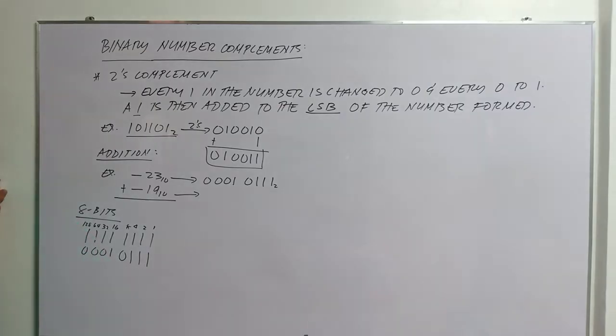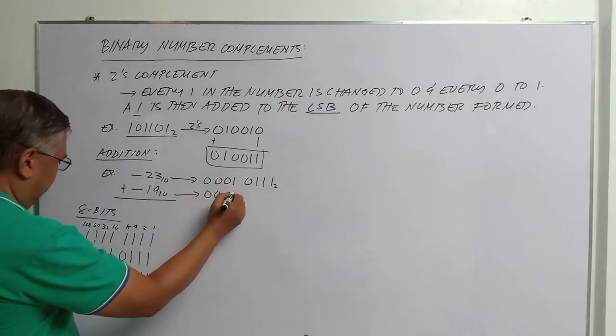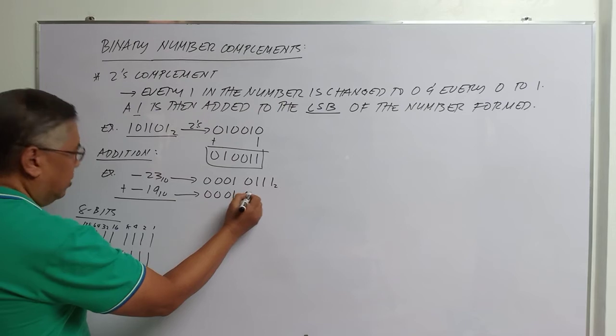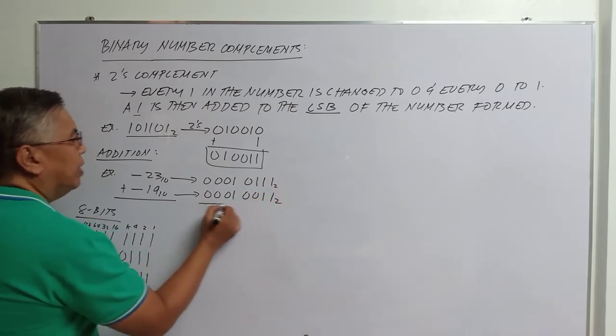How about 19? So you have 0, 0, 0, 1, 0, 0, 16 plus 2 is 18, plus 1 is 19. So the answer here is 0, 0, 0, 1, 0, 0, 1, 1 of base 2.